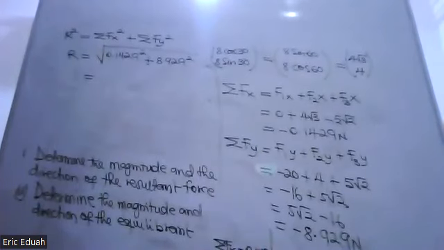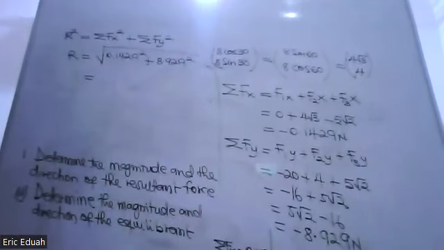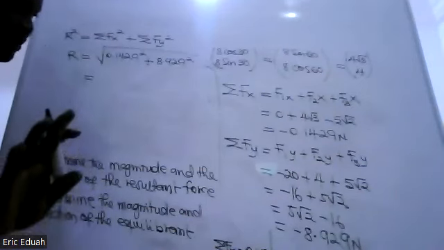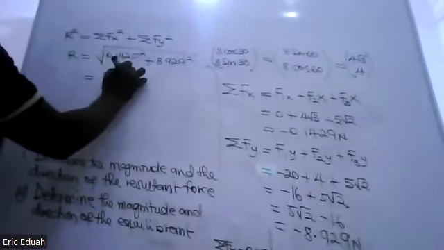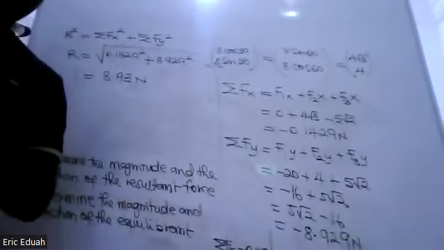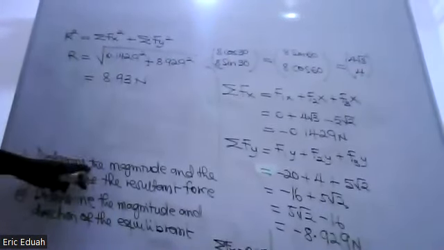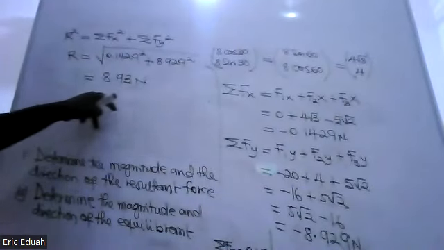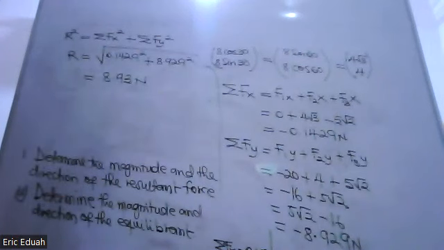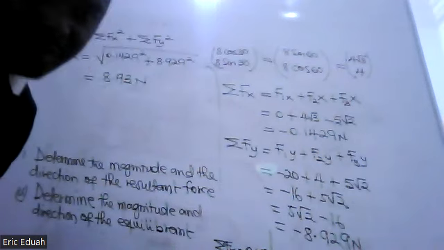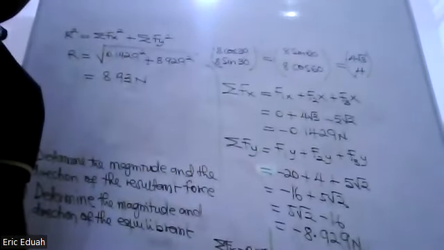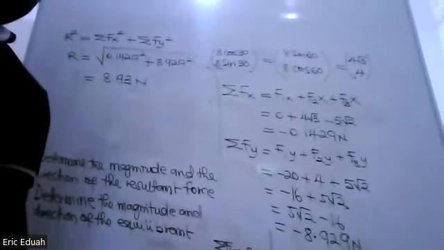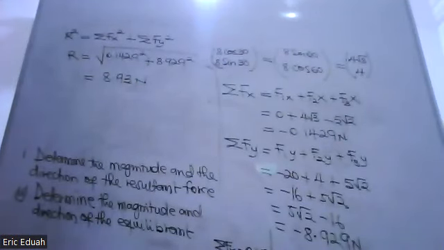What did you get for R? Square this, add, and then take the square root. 8.9301 meters. Give it to me in two decimal places. 8.93 Newton. So this is the resultant. So determine the magnitude and the direction of the resultant. We have the magnitude of the resultant. Please, all is well. Akofala, Abinan, Deborah, and the rest. Now, direction.